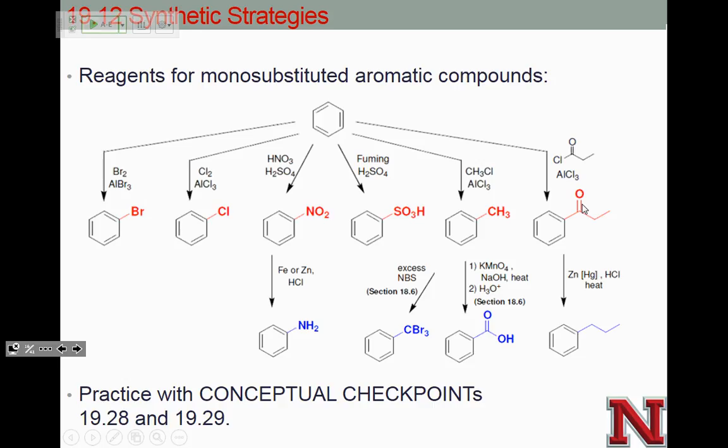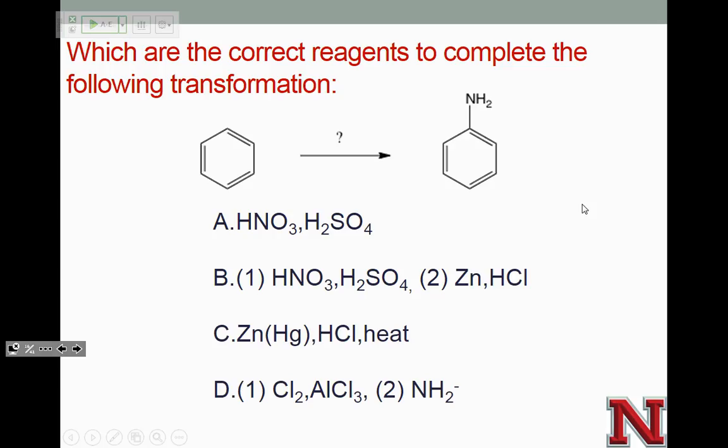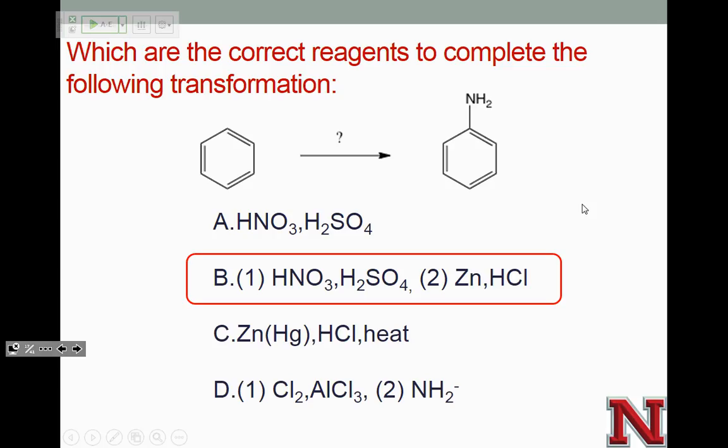In this case, we're oxidizing. So we're going to look at that. So for this one, the only way to do this reaction is to do the nitration first and then reduce with zinc and HCl. So this would be B.